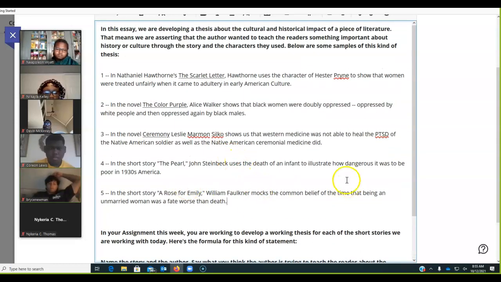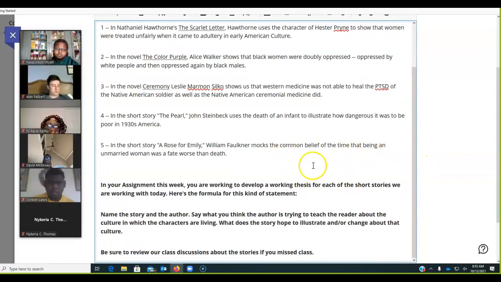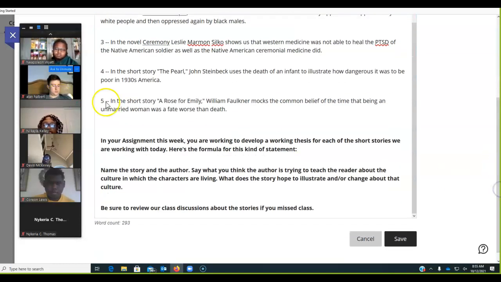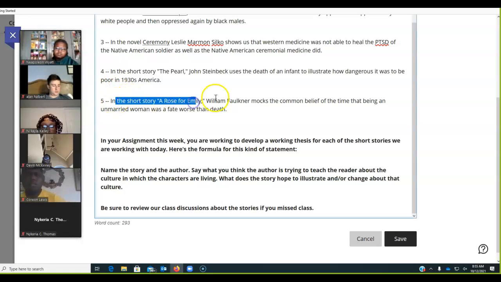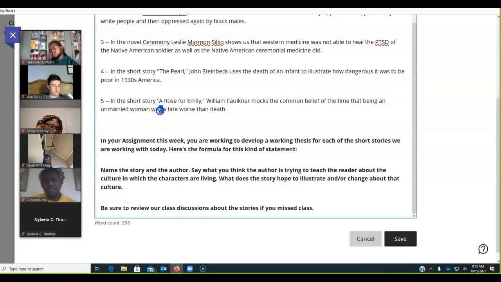Okay, and so we don't use the author, we use the author's name. William Faulkner mocks the common belief of the time that being an unmarried woman was a fate worse than death. Again, we have the short story, the author, what happens in the story, unmarried woman, and what they're trying to teach us about the culture. And so I want this over and over again.